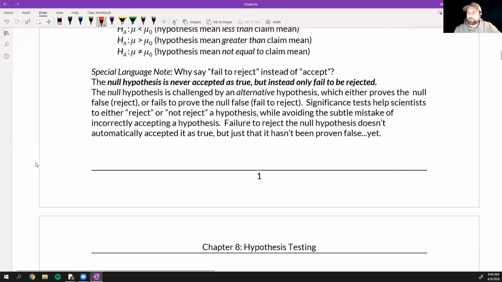So there is a little note about why we say fail to reject instead of accept. You don't say we accept the null hypothesis, you just say we fail to reject it. And that goes back to this idea that a hypothesis doesn't automatically get accepted as true. It hasn't been proven false yet. And so we never say we accept the null hypothesis. We just say it hasn't been proven false this time, but it may the next time, okay?